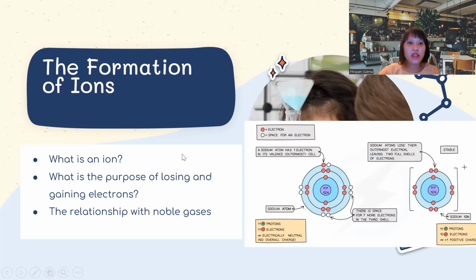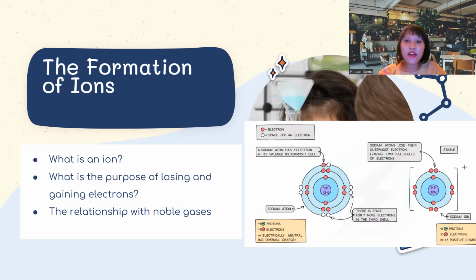Okay, so we continue with the formation of the ion. So what is the ion? As I told you before, an ion is an atom that loses or gains electrons. So what is the purpose of losing and gaining electrons? The purpose is to make the electrons in the electron shells become more stable. So how do they become more stable? It is when they have an electron configuration similar to the noble gases, where their valence shell becomes full with electrons.